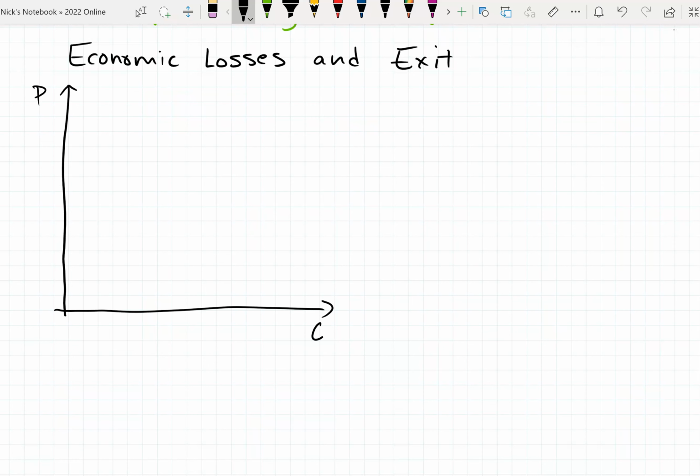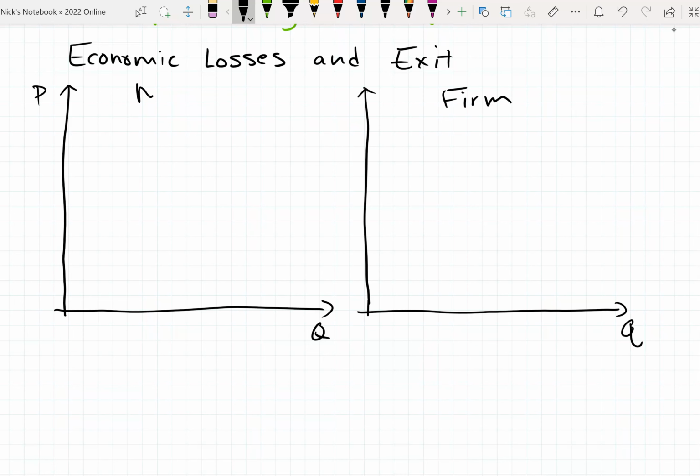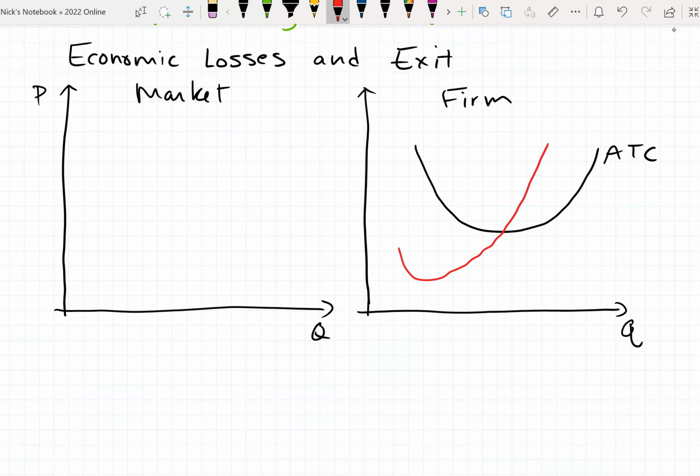And my graphs might look a little different, but I'm intending to draw the same firm. So this represents a typical firm, and I'll use the little q again for the firm. And then this is the market. Okay, so their average total cost looks something like this. And I'm putting numbers on it because the specific numbers don't really matter. And then this is their marginal cost.